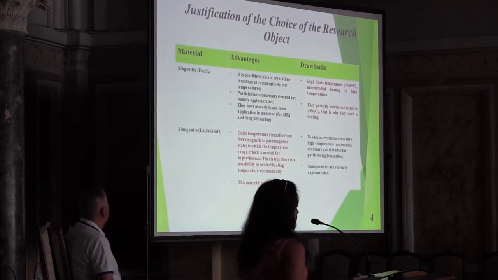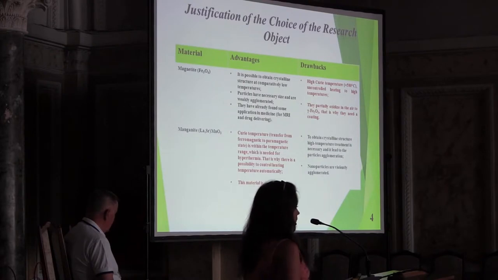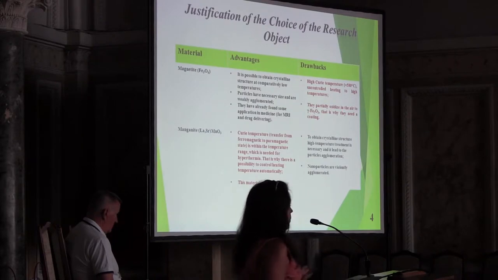Nowadays, most scientists study the magnetite nanoparticles as promising mediators of hyperthermia treatment. This material is biocompatible with living tissues. However, in relation to hyperthermia, it has some serious drawbacks. At first, it partially oxidizes in the air, which leads to change in its magnetic parameters. And the most important, it has a high Curie temperature value of 508 degrees above zero. I would like to tell you why it is important.